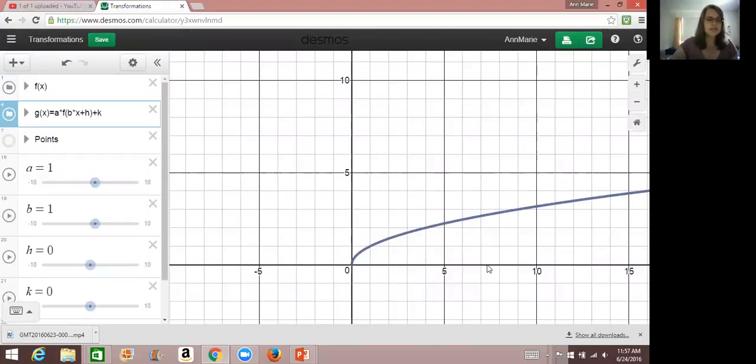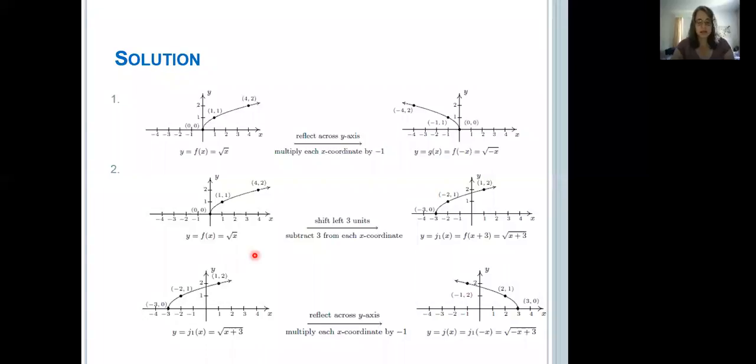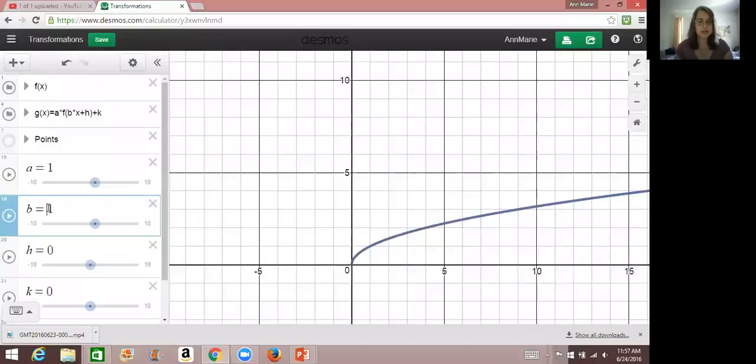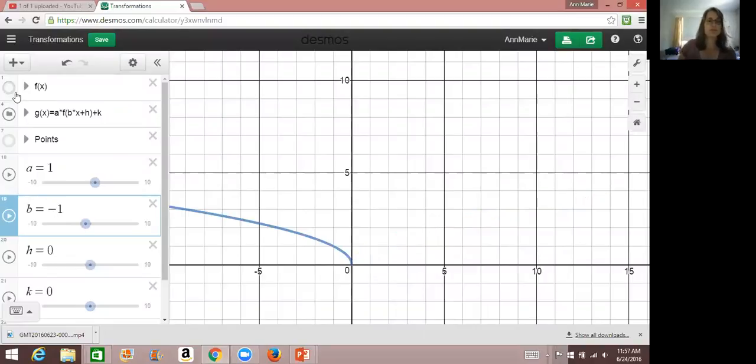Now what happens if I do an internal reflection? In other words, if I make b equal -1. So this is our first example, the square root of -x. So look only at the blue graph. What I've done, let's turn off the red one. What's my domain?